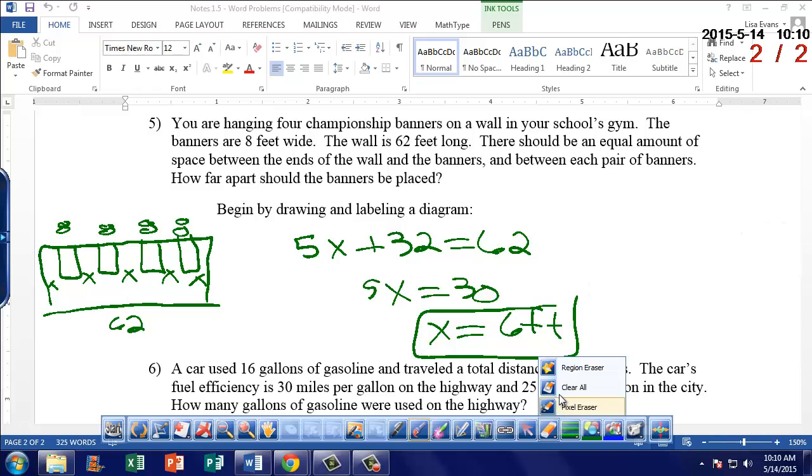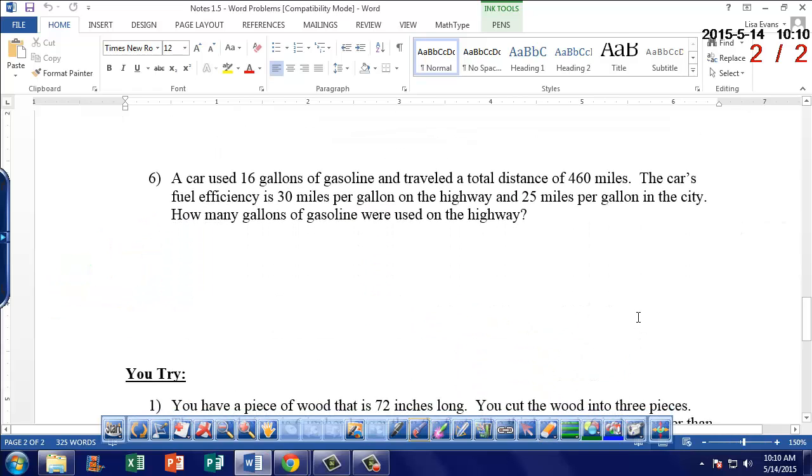Okay, let's go ahead and do the last problem. Now, I think this problem is a little bit easier when we're doing a system of equations, but we're going to try to think of it in terms of one variable because right now we're doing linear equations. So a car used 16 gallons of gasoline and traveled a total distance of 460 miles. The car's fuel efficiency is 30 miles per gallon on the highway and 25 miles per gallon in the city. How many gallons of gasoline were used on the highway?